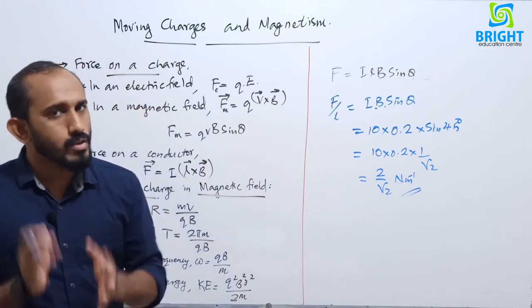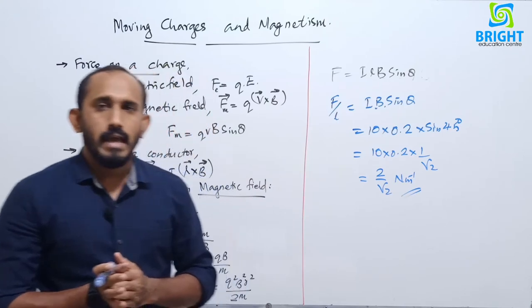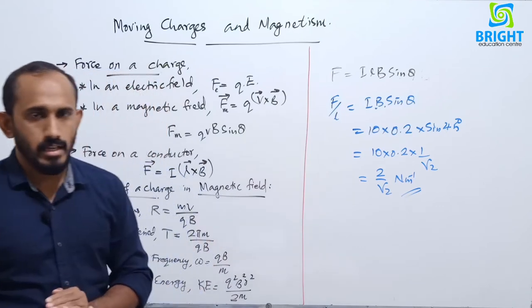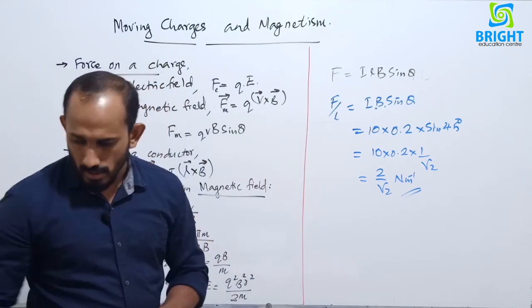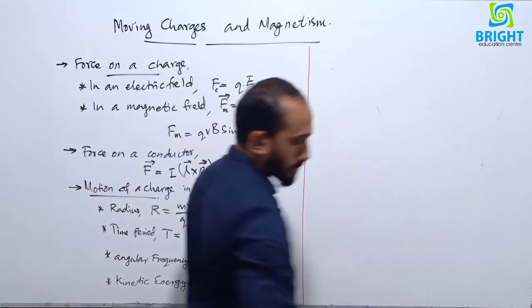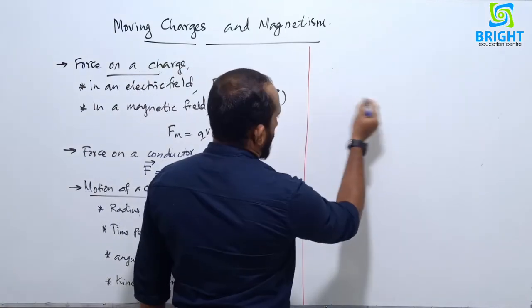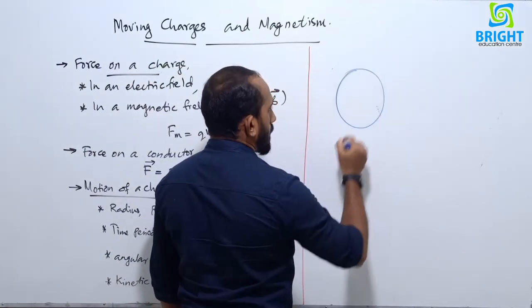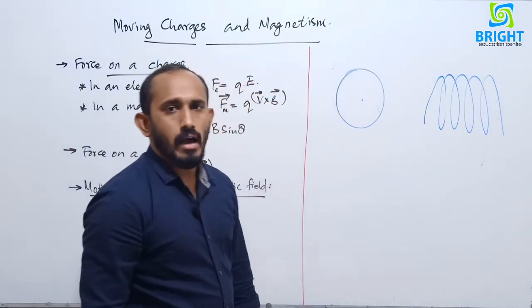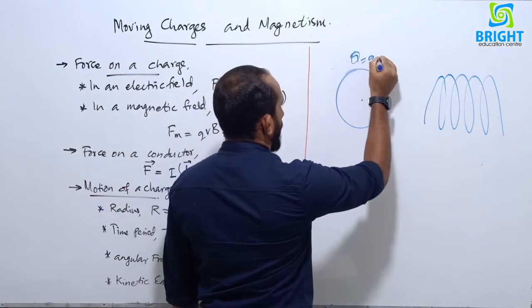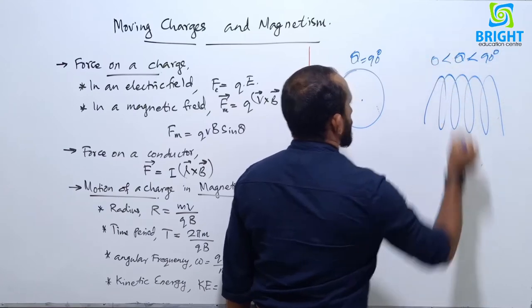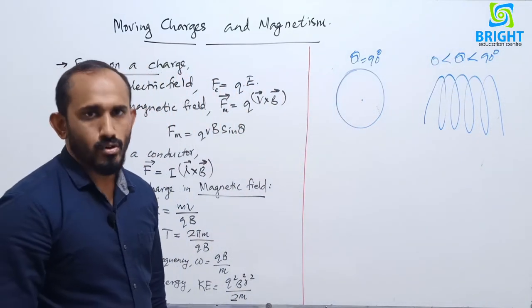If it is passing perpendicular to the magnetic field, then it will form a circular path. And if it is moving at an acute angle, meaning an angle less than 90 degree, it will move along a helix. So a circular path and a helical path are both possible in this type of motion. It will be like this. Theta is equal to 90 degree here, and theta is less than 90 degree here. These two possibilities are there for charge movement.